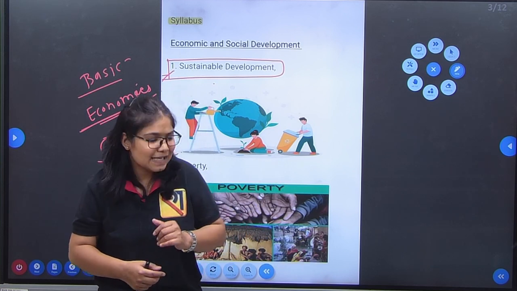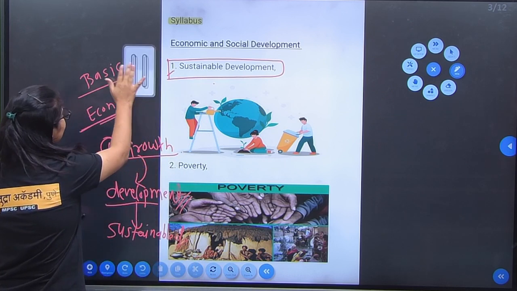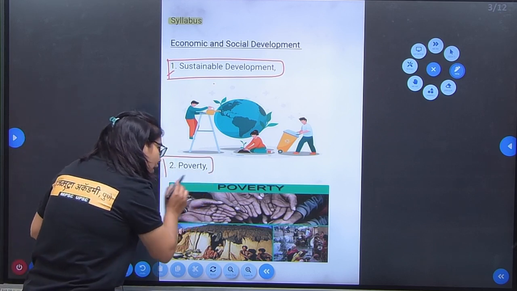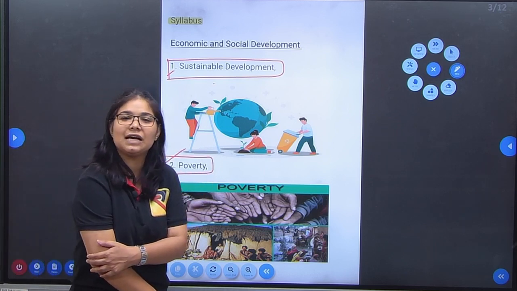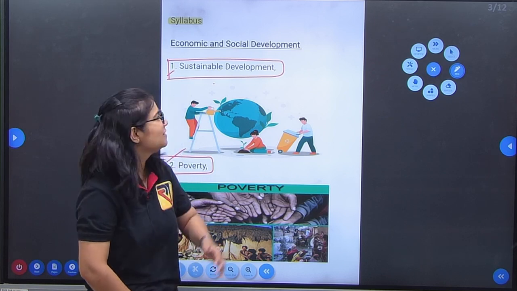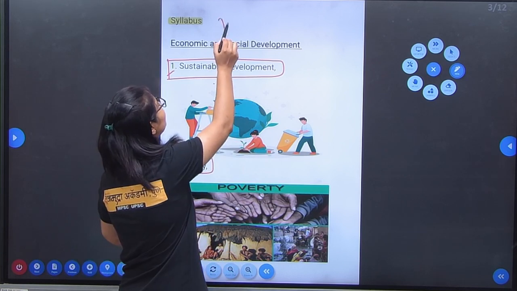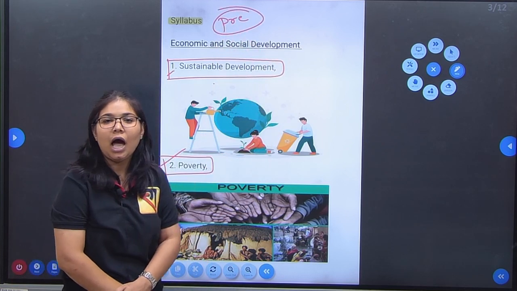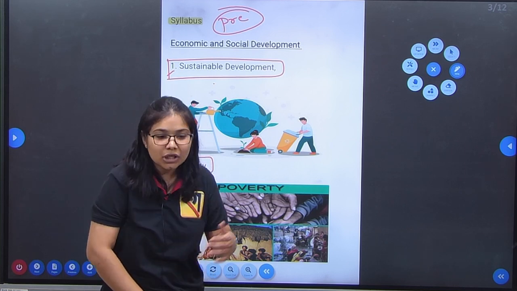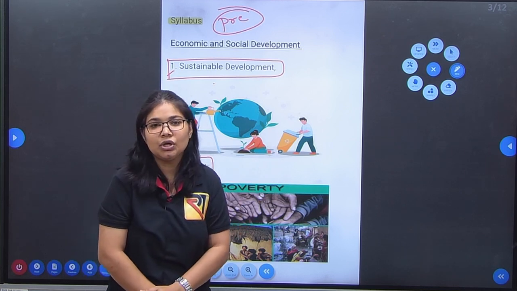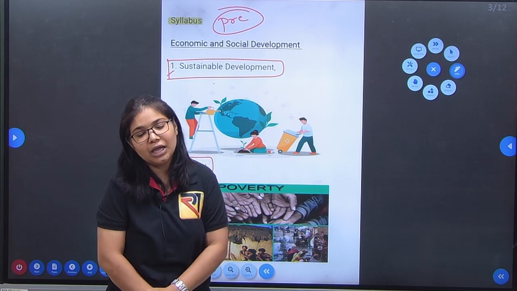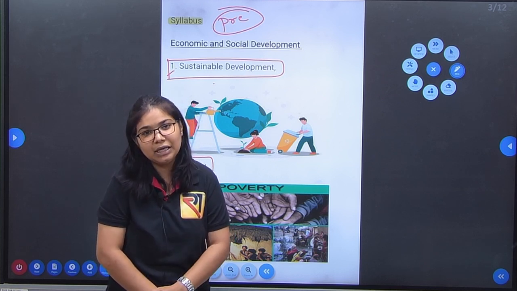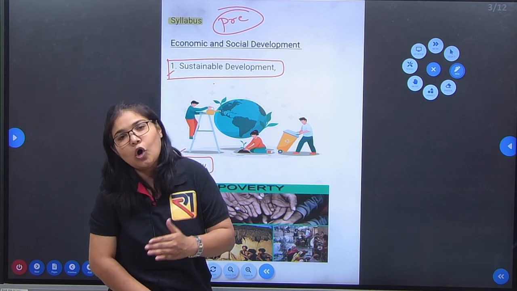Second part is poverty. It is a most important concept and very, very important for the examination, both prelims and mains. This is the syllabus of the prelims. What is poverty? How to define poverty? What are the various committees established by the government of India for determining poverty, like the Rangarajan committee and the Lakdawala committee?